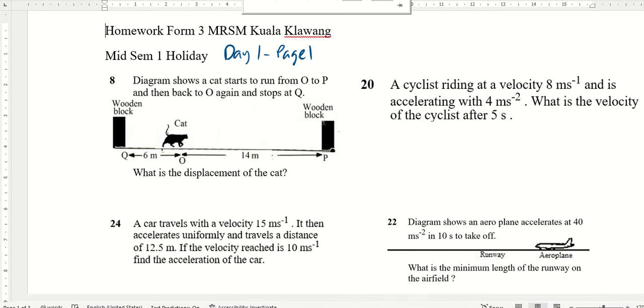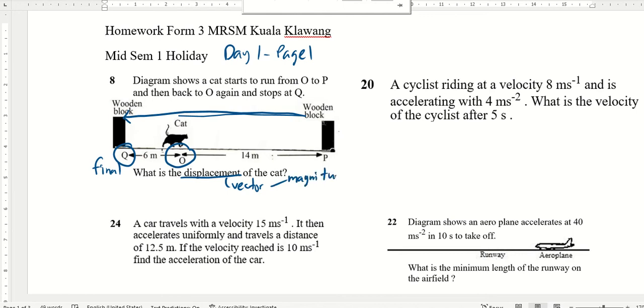Okay, so first one, we have a cat moving to the right and then coming back to Q, and we want to find displacement. So for displacement, we just consider the initial point O and the final point Q. Because displacement is a vector, it has magnitude and direction. So magnitude is 6 meter, direction is to the left, so it means negative, so the answer is negative 6 meter.